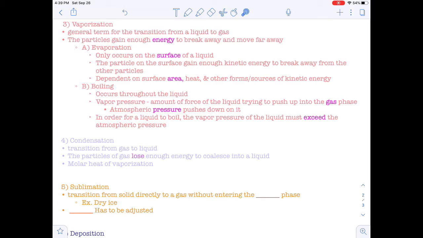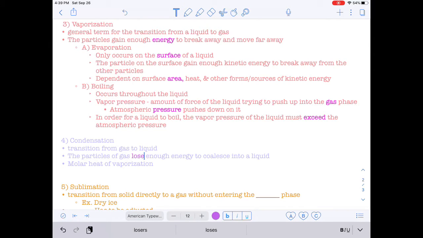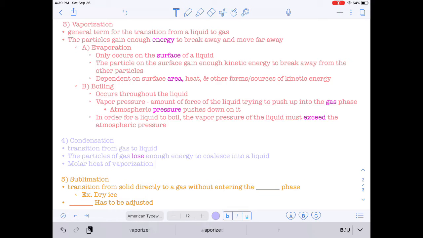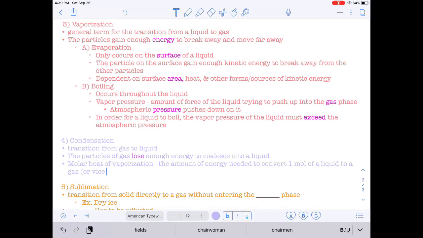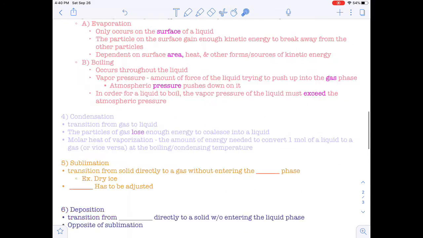So the molar heat of vaporization, maybe I'll write this down just in case. The molar heat of vaporization is the amount of energy needed to convert 1 mole of a liquid to a gas, or vice versa, right? So we can also convert 1 mole of a gas to a liquid at the boiling or condensing point, which is the same temperature, same concept that I mentioned with the melting and freezing point. It's the same idea as the molar heat of fusion.